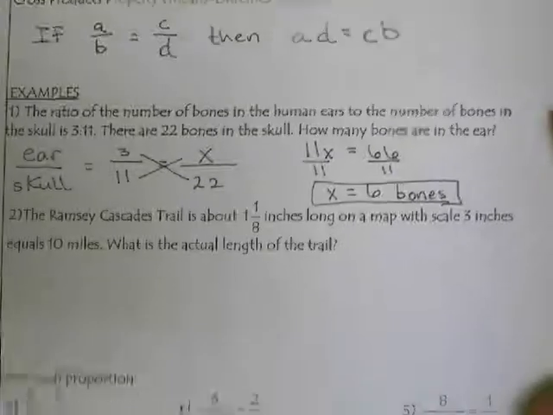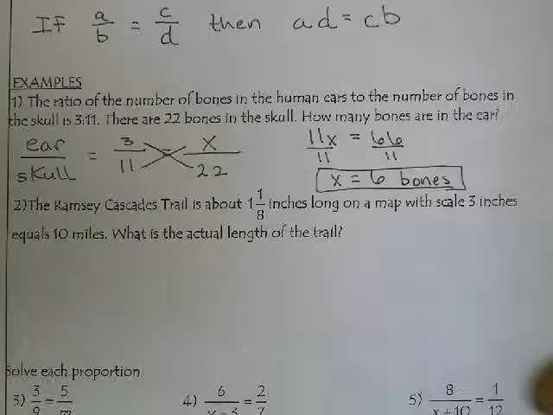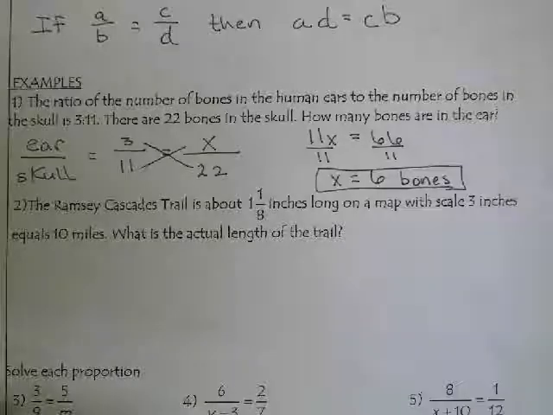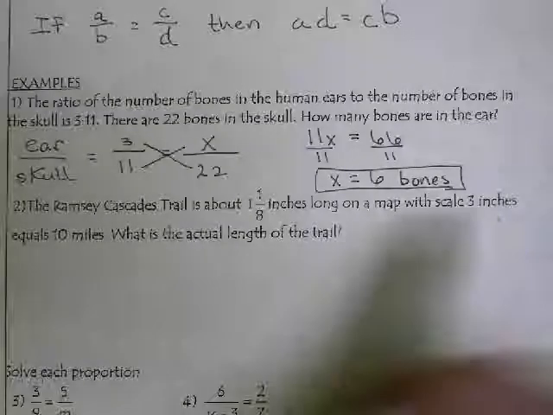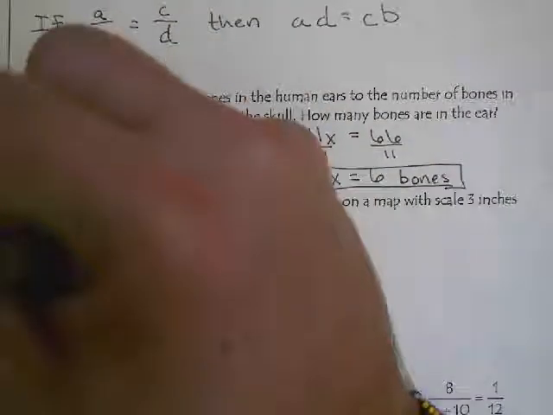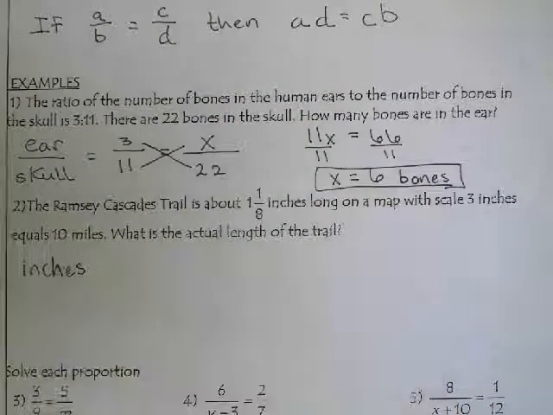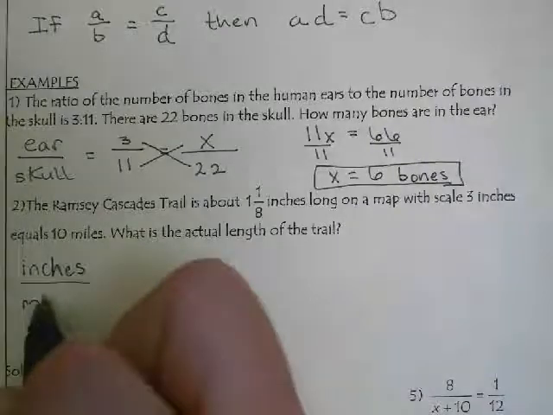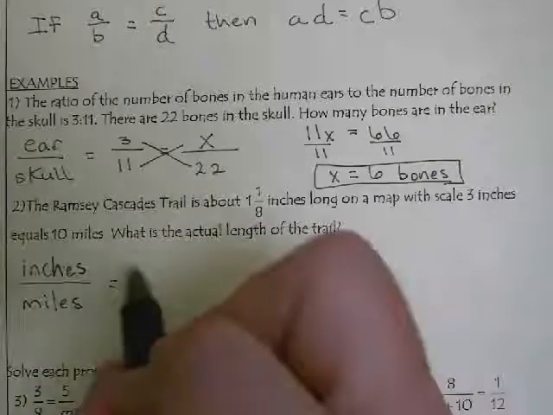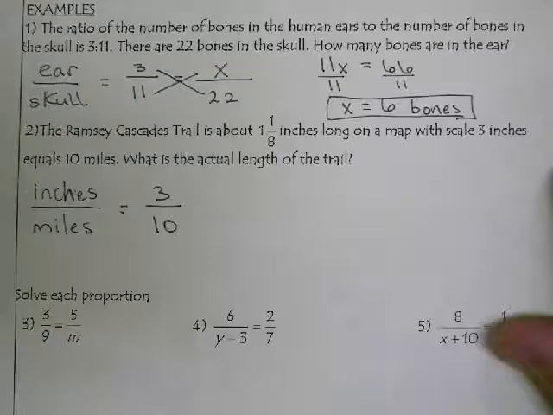Okay, let's look at number 2. The Ramsey Cascades Trail is about 1 1/8 inches long on a map with scale 3 inches equals 10 miles. What is the actual length of the trail? So let's go. We want to set up our ratio. So we know that 3 inches equals 10 miles. So we'll use inches to miles is equal to 3 to 10. That's our scale that's given to us.